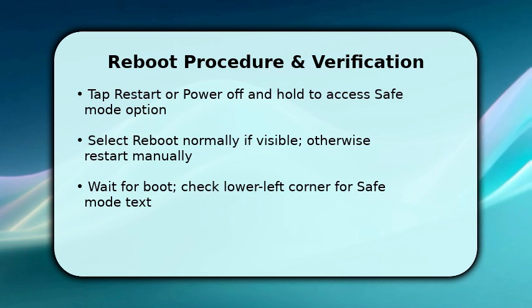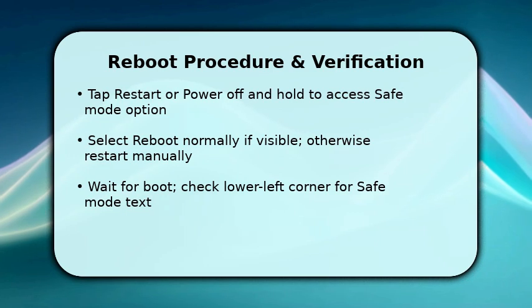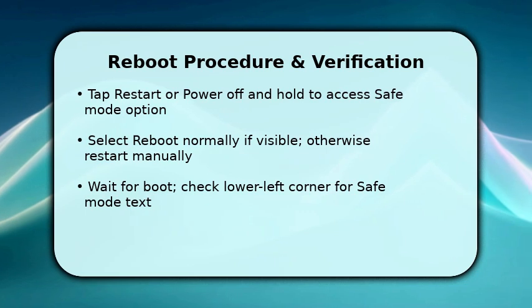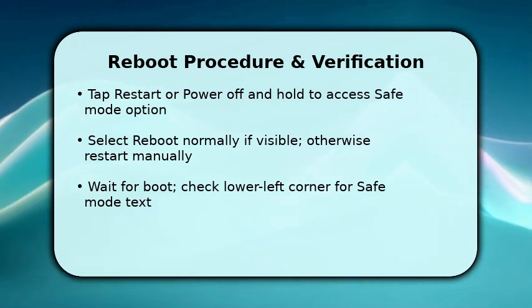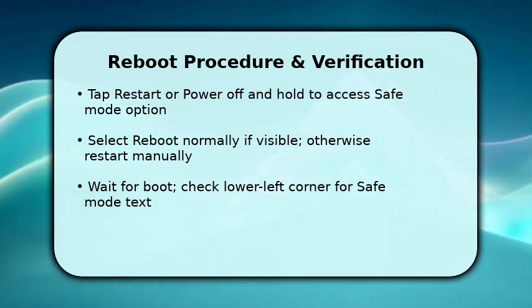If no prompt shows, force a manual restart by powering off fully and powering on again, because a clean boot often clears the flag. Once the phone boots up, look at the bottom left of the lock or home screen for safe mode text. Absence of that label confirms you successfully exit.